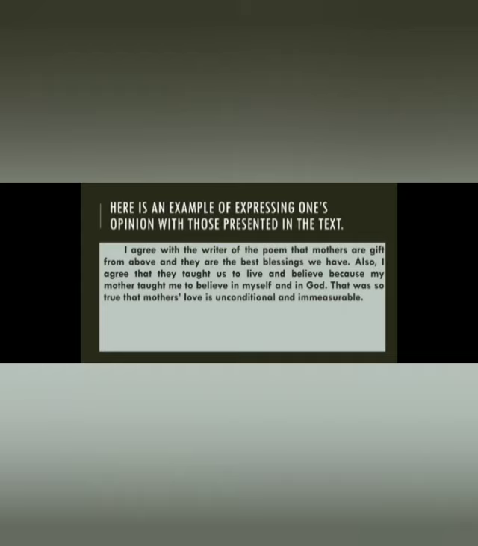Here is an example of expressing one's opinion with those presented in the text. I agree with the writer on the point that mothers are gifts from above and they are the best blessings we have. Also, I agree that they taught us to live and believe, because our mothers taught us to believe in ourselves and in God. That is so true, that mothers' love is unconditional and immeasurable.